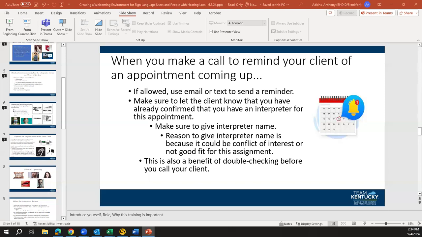And it's a double benefit for you, because then you're just making sure that you've got all your ducks in a row before the client calls you out about it. So it's kind of a nice check and balance for you.